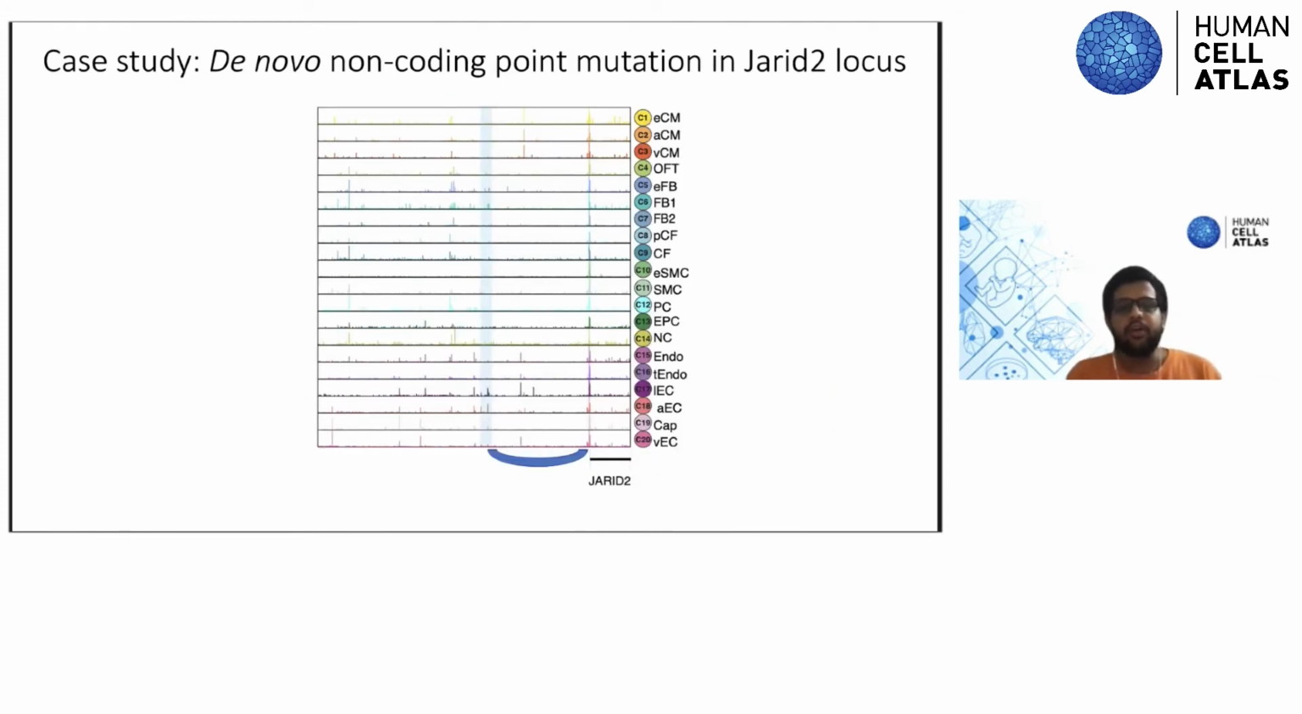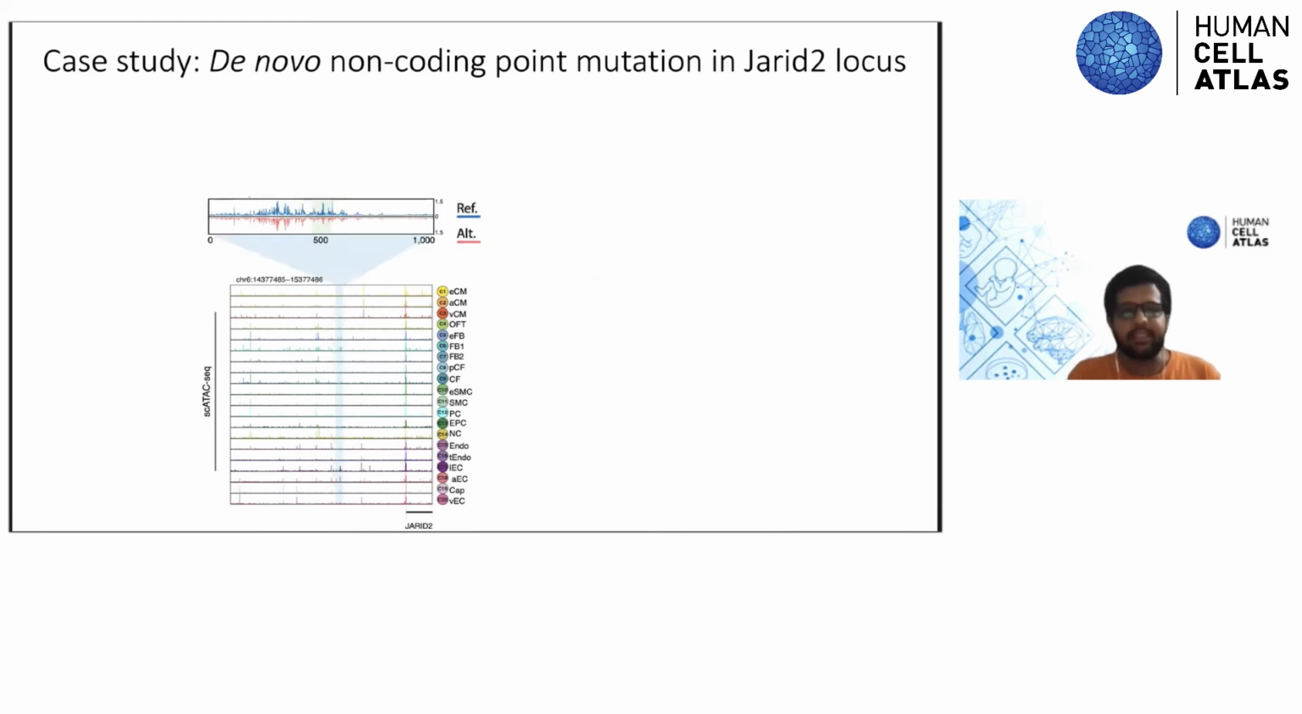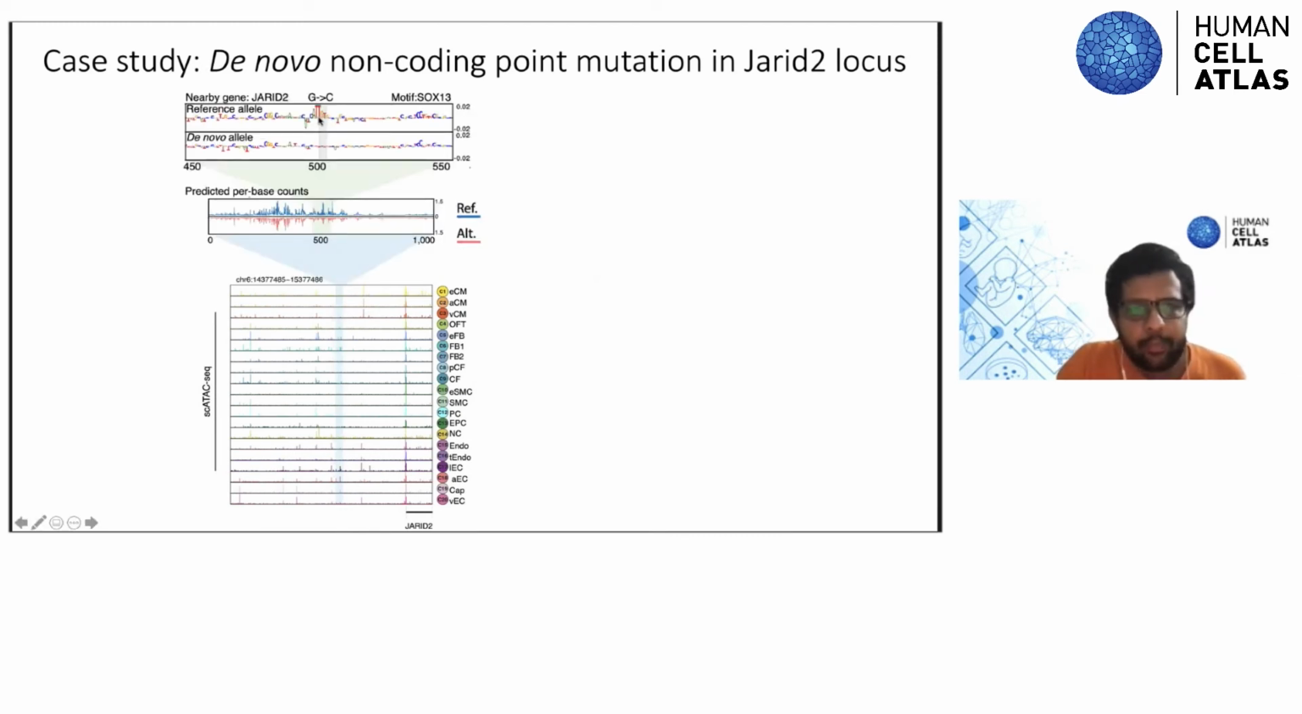So just diving in directly into the disease genomics, this is an example of a point de novo mutation at the JAG1 locus, which is a gene implicated in congenital heart disease. So what we actually see is when we have a G to C change over here, the G is turning into a C, the neural network model is predicting that a SOX13 binding site that is predicted to be active in the arteries is being disrupted in the case of the congenital heart disease.